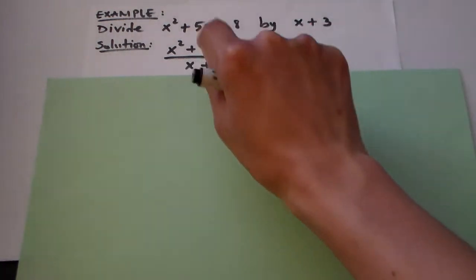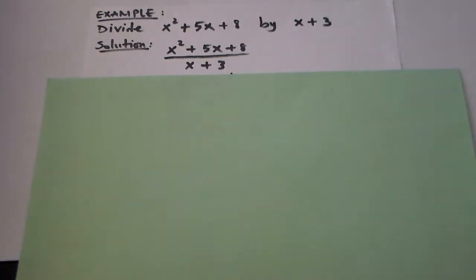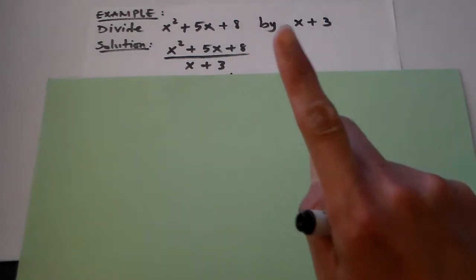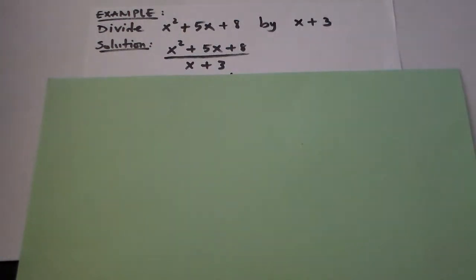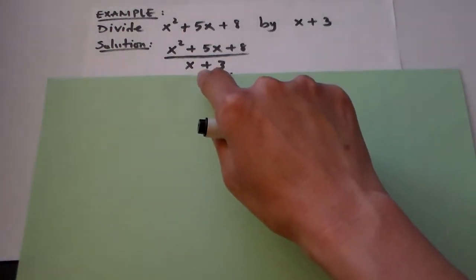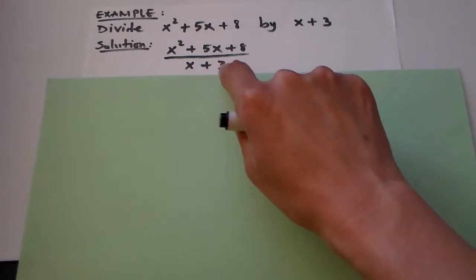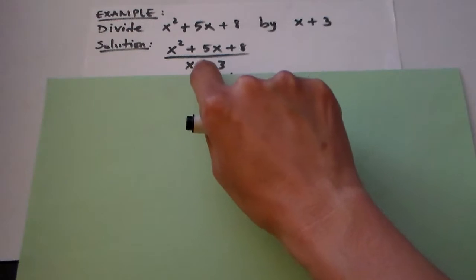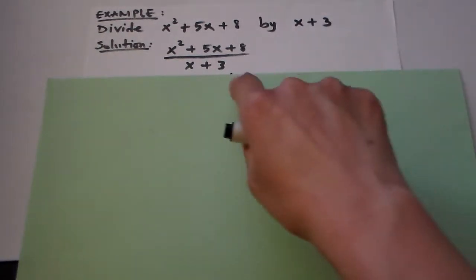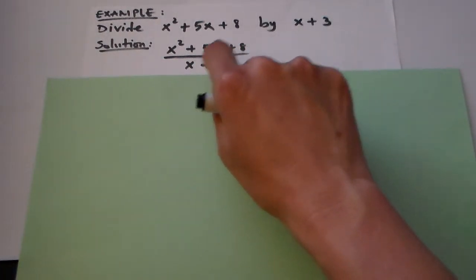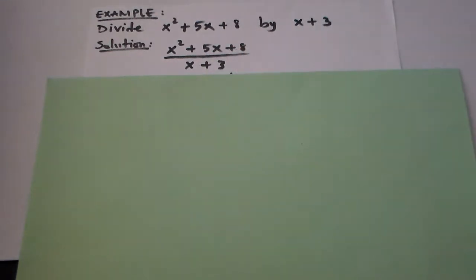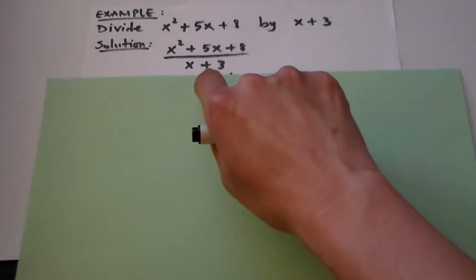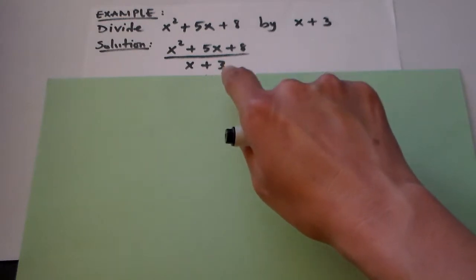Now, the denominator x plus 3 in this case is not a monomial because it has more than one term. Remember, monomial means one term, there's no plus or minus sign in front of the term. For this example, the denominator x plus 3 has a plus sign between x and 3. You can put plus 0 here. So you know that, in this case, the denominator x plus 3 is not a monomial.